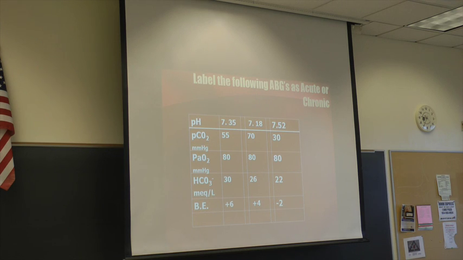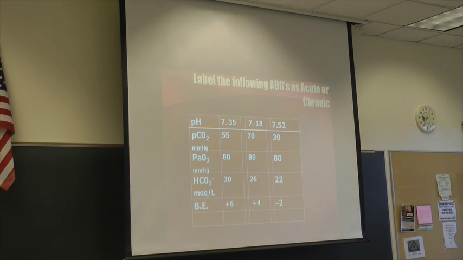All right, it wants us to label the ABGs as being acute or chronic. So we would have to remember what acute and chronic mean. When a situation happens and the body hasn't had time to compensate for the alkalosis or the acidosis, we say that it's an acute problem, it just happened. And we use the word chronic when the body has had time to compensate for the abnormality. So looking at the first one on the left, the pH is 7.35, the PCO2 is 55, and the bicarb is 30. If it's acute, we would not expect the pH to be in range. And this one is in range, so that's kind of a giveaway right there.